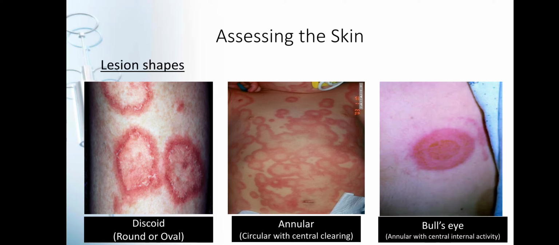Okay? Pag discoid, it is more on round and oval. Annular, circular with central clearing. And we have the bull's eye, annular with central internal activity. Ito yung usually na nakikita natin sa carbuncles. Okay? May nana sa loob, yan siya.